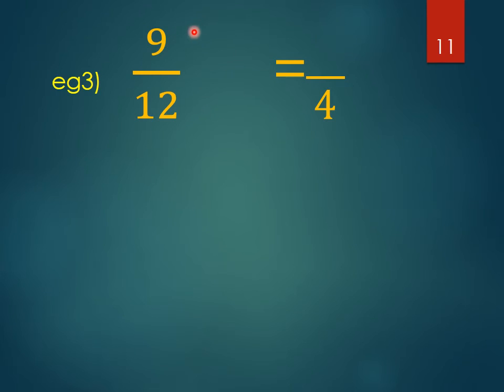Now this is different. The given fraction is 9 over 12, and here the equivalent fraction's denominator is 4. How can you obtain this 4 from 12? It should be divided by 3. Therefore, the numerator should be divided by 3, then 3 over 4.